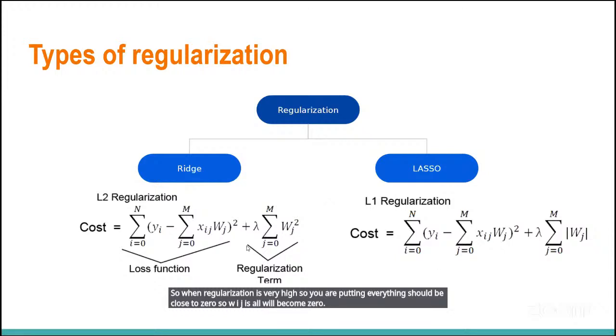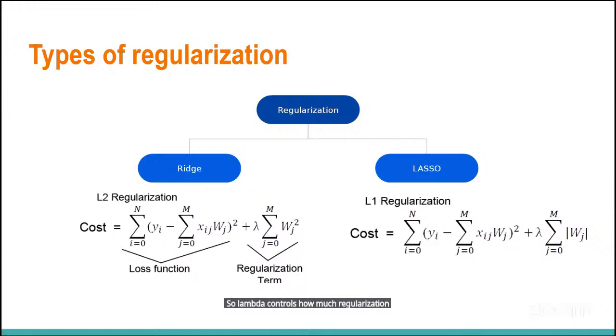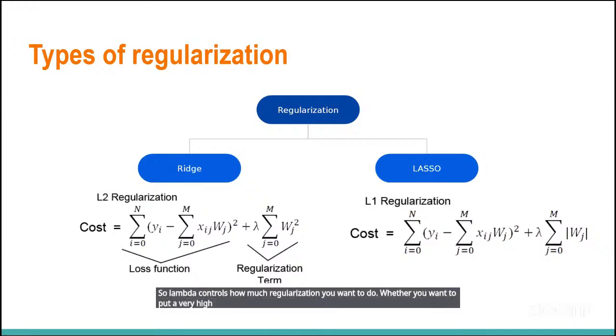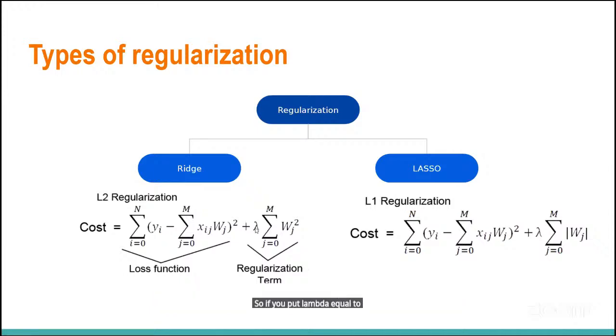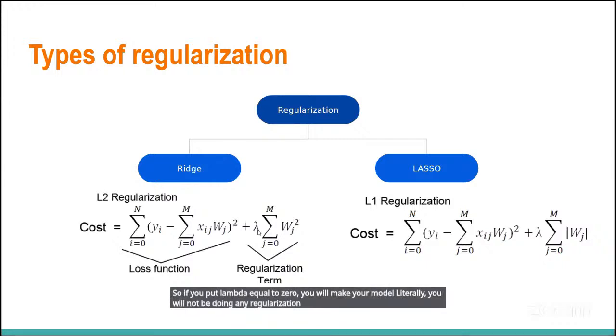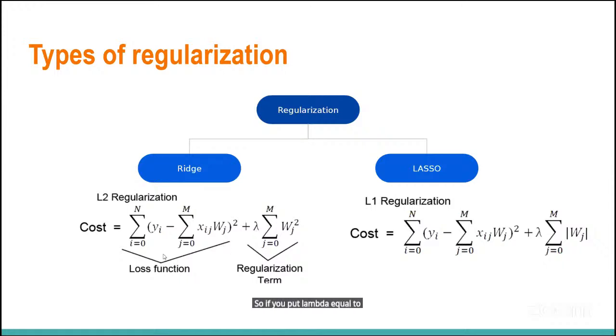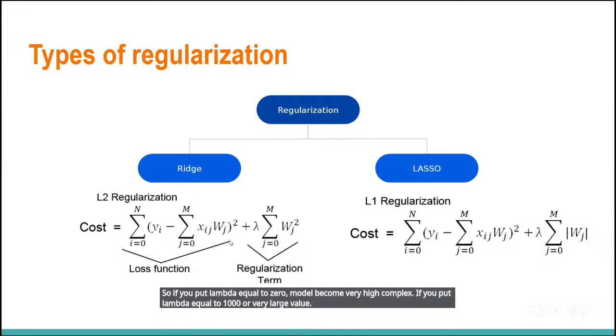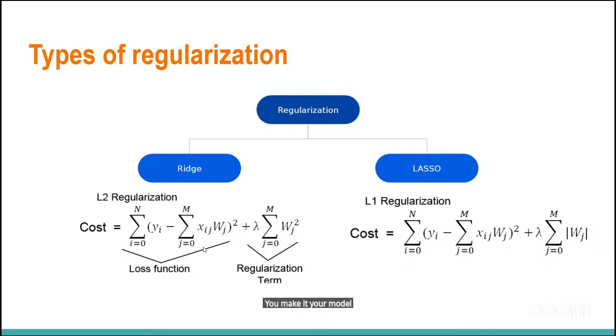So lambda controls how much regularization you want to do, whether you want to put a very high regularization or a very low regularization. If you put lambda equal to 0, you will not be doing any regularization, and the model becomes very highly complex. If you put lambda equal to 1000 or a very large value, you make your model complexity close to 0. There is very low model complexity.